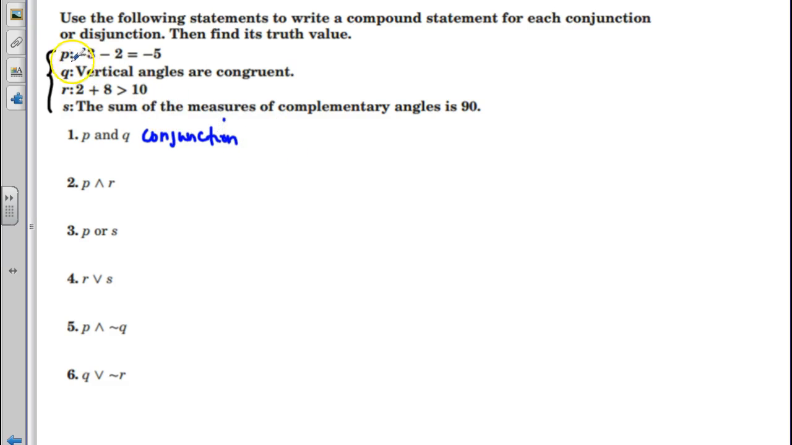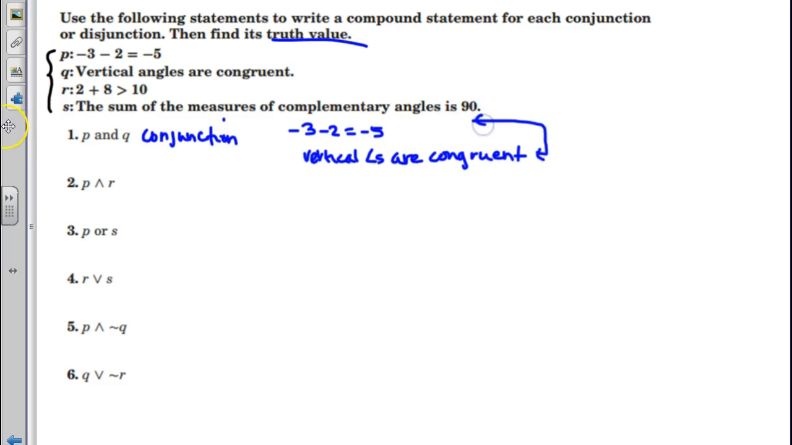All right, so let's look back up here. P says -3 minus 2 equals -5, and Q says vertical angles are congruent. Well, we've been working with vertical angles, haven't we? Vertical angles are congruent. For the truth value, it's either true or false. These both must be true because it says and. So -3 minus 2 is -5, and vertical angles are congruent. So this statement is true. All right, so it's a conjunction, and it's true.